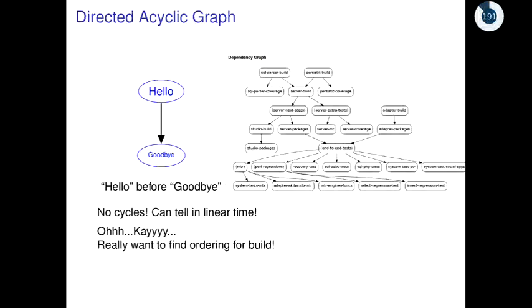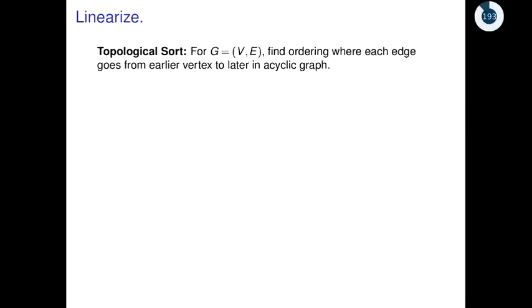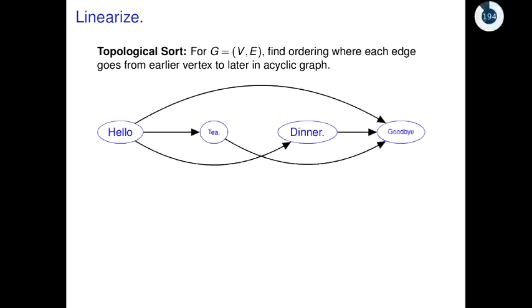We really wanted to find an order that's consistent with these arrows, where all the arrows go from left to right, for example. So you want to find an ordering where each edge goes from an earlier vertex to a later one in an acyclic graph. So I want to order the vertices in that order. Like this is an ordering. You want to say hello, and you can have dinner. You better not have dinner without saying hello. These are sort of a precedence graph. So this is one ordering, and you notice all the arcs, their tail is to the left of their head.